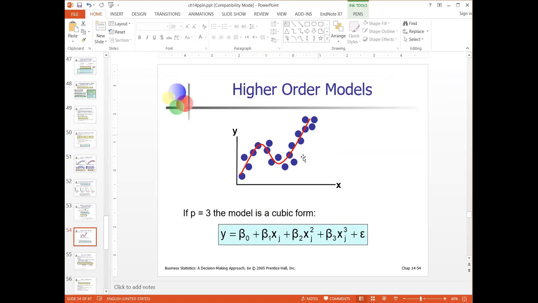Higher order could be like this. It has two bends. It's a non-linear model. It's a cubic model. So how do we know that it is cubic?